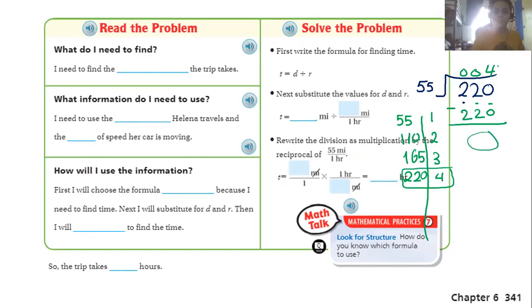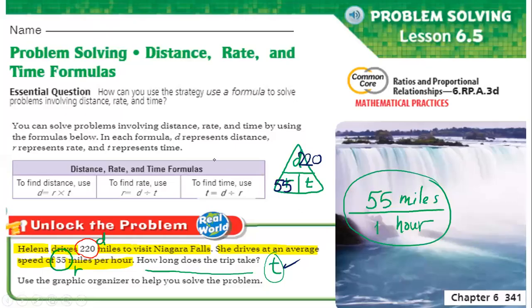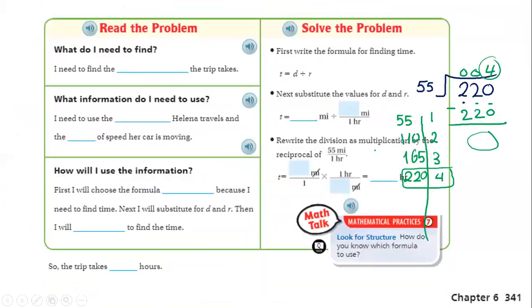So the answer is 4. 4 what? What is the time? You can know from the rate here. Hours, 4 hours. Yes. So the answer is 4 hours. You must write the answer like me.